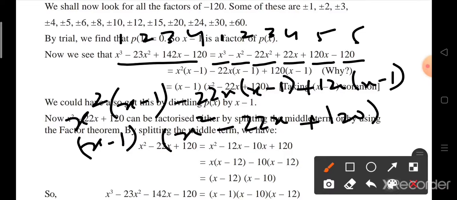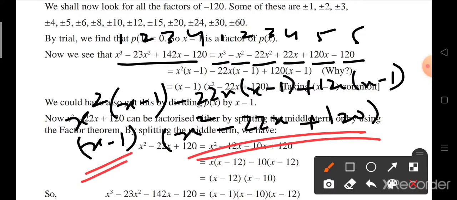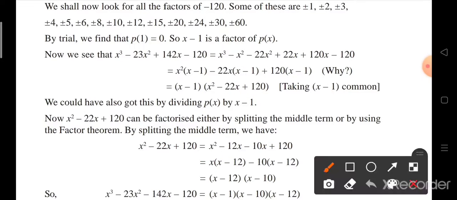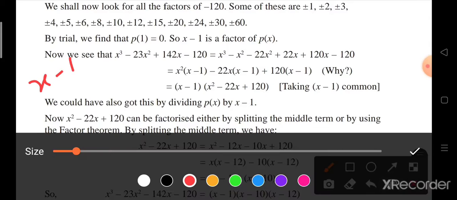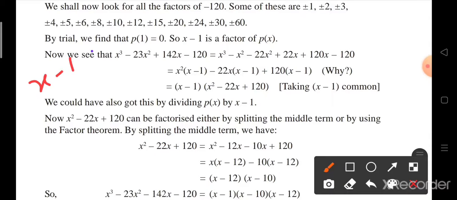Now for this second part you can do the splitting of the middle term and get the remaining two factors, as the degree of the polynomial is 3. So it can have 3 zeros. So we can find the factors by splitting this middle term. This is one way. The other way is, once you get one factor, that is x minus 1, you can divide the polynomial by this factor.